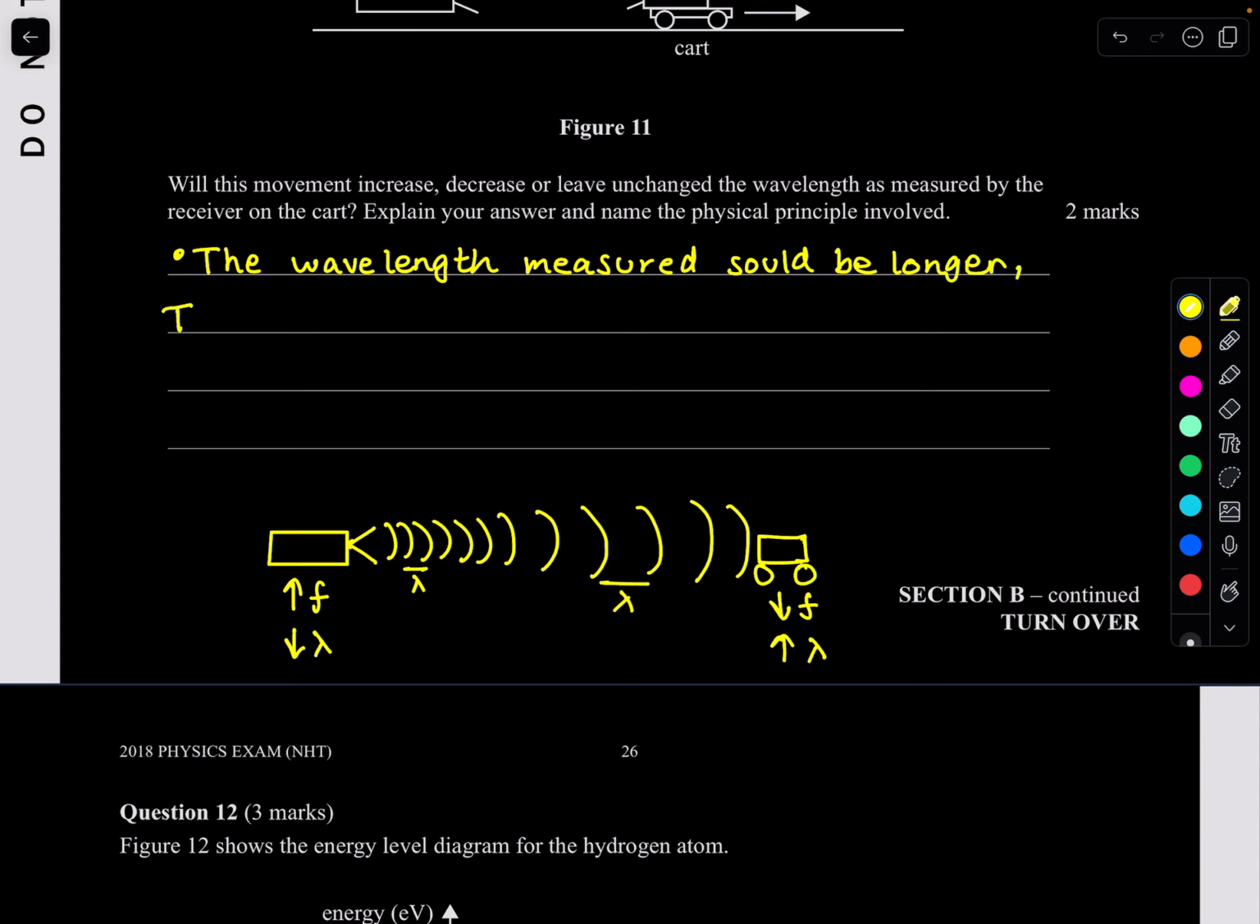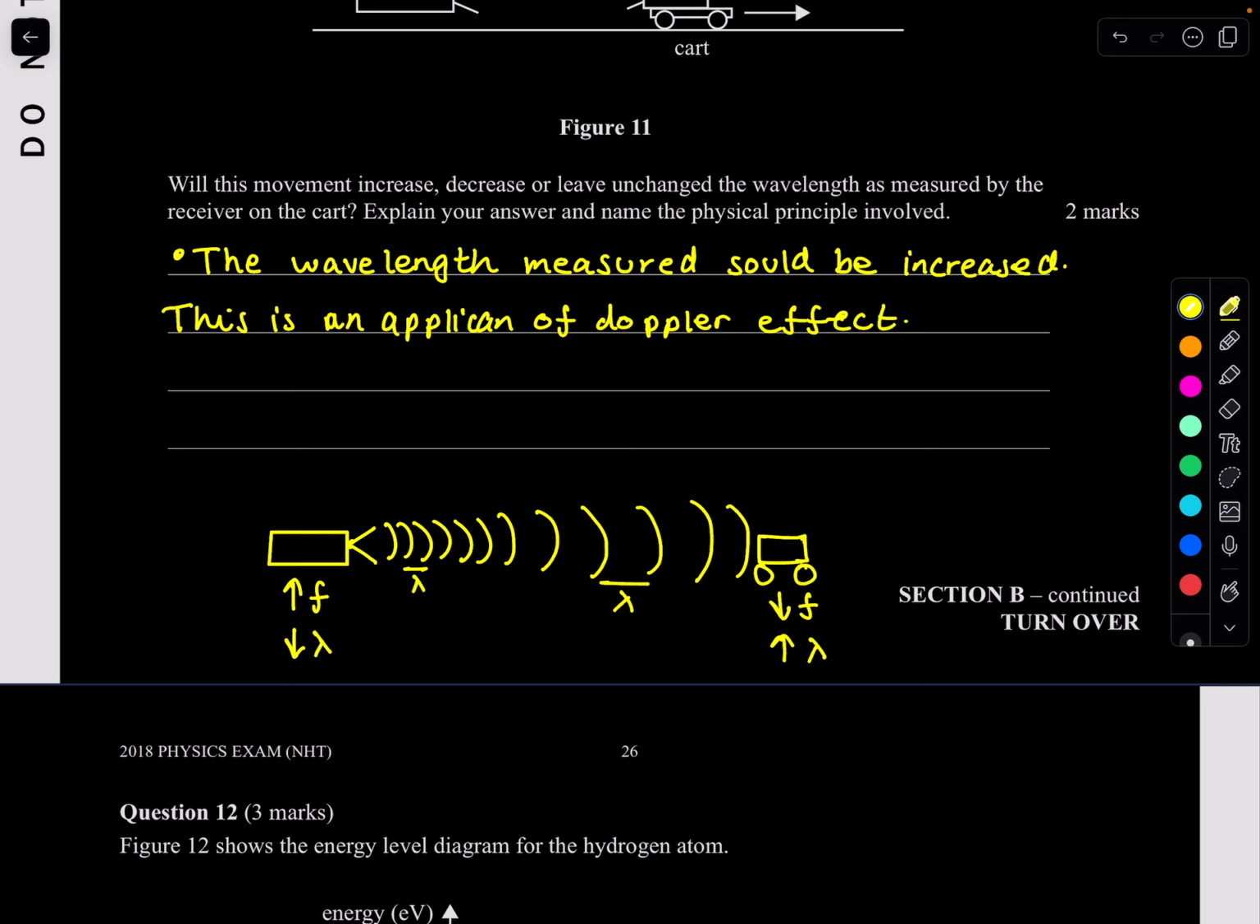This is an application, basically. But will this movement increase the wavelength? Will it be increased? No, I'm going to say increased, not longer. The wavelength measured should be increased. This basically is an application of Doppler's effect. Doppler's effect. Easy.